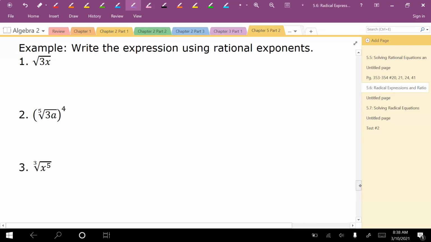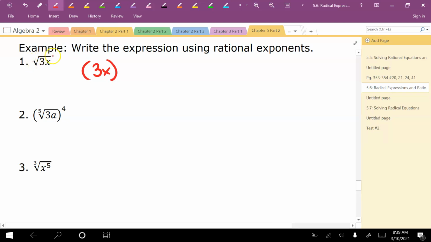On the next page, they want you to write these 3 problems using rational exponents. That means they want you to write it as an exponent. Rational means that it's got to look like a fraction. When they give you a quantity, like number 1 has 3x, it's the square root of both of those terms. So sometimes you'll see it written where they put 3x in parentheses, because that exponent is going to have to go to both the 3 and the x. It's not just going to one of the terms.